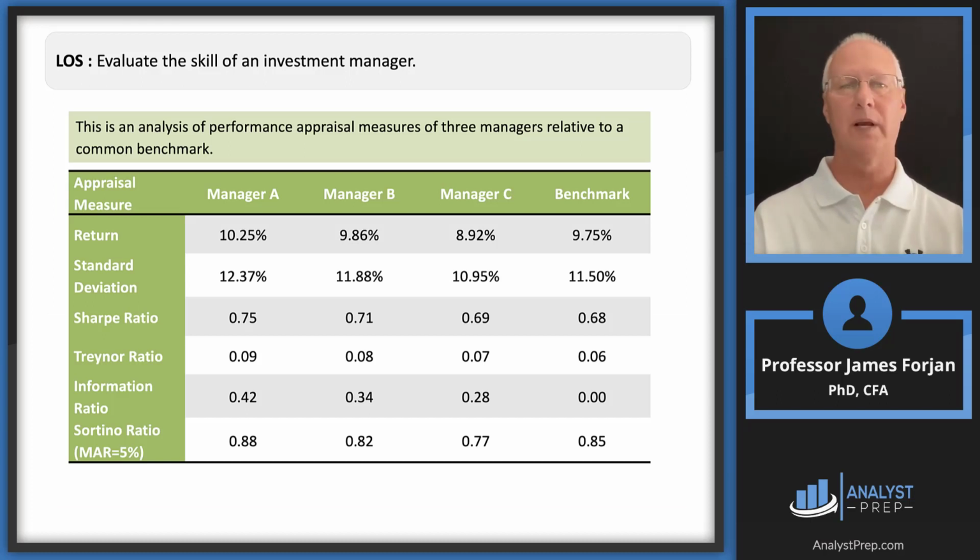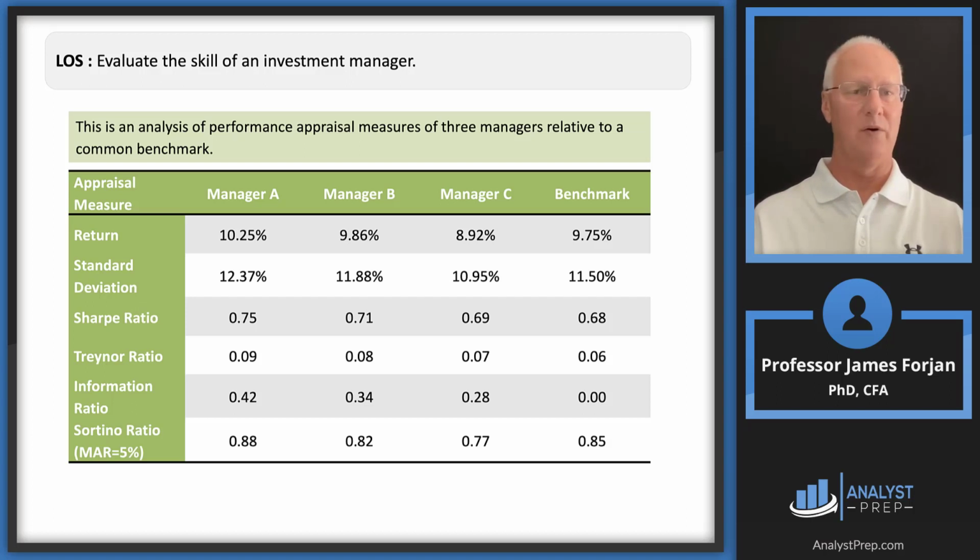Let's do one final quick example here. Manager A, B, and C. And there's the benchmark on the far right column. There we have returns. So what kind of conclusions can we make? Manager A had the highest return, but also had the highest standard deviation, had the highest Sharpe, had the highest Treynor, had the highest information, and had the highest Sortino ratio based on a minimum return there of 5%.